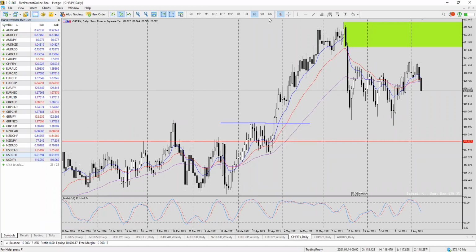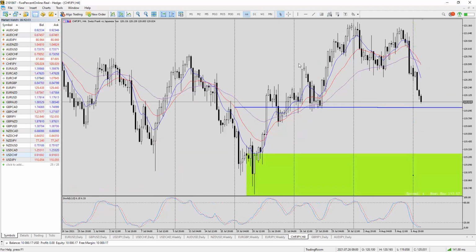So as for your question, Bob, for Swiss yen, now that it's breaking or has broken below the moving averages, I would say the sentiment is more bearish than bullish, but obviously you have plenty of support around here, and of course this whole demand zone around here.